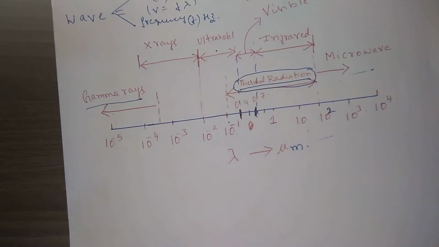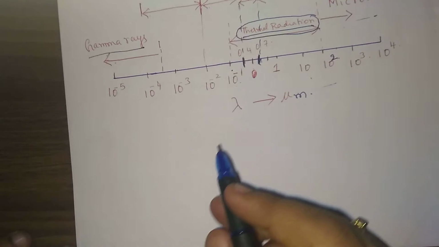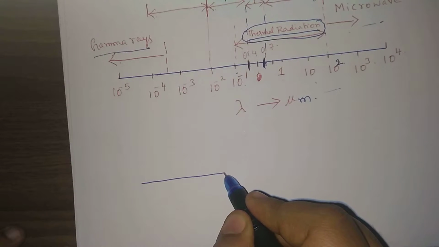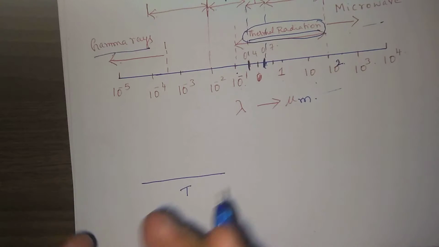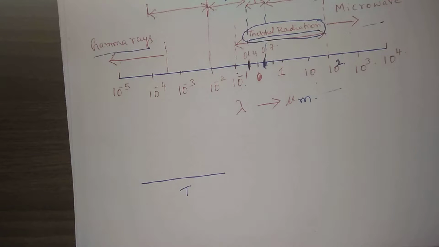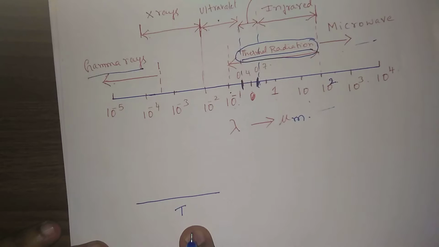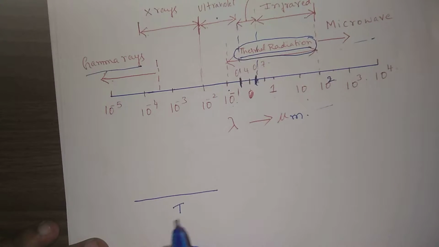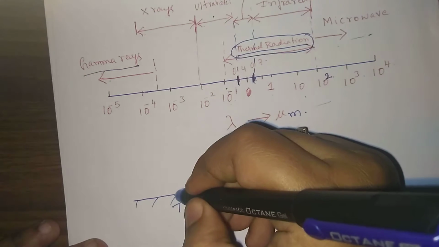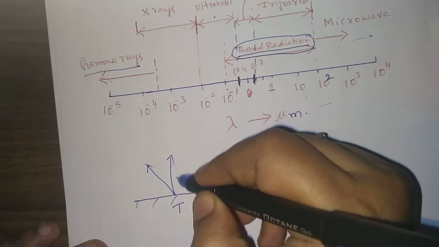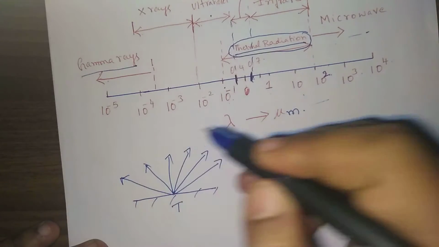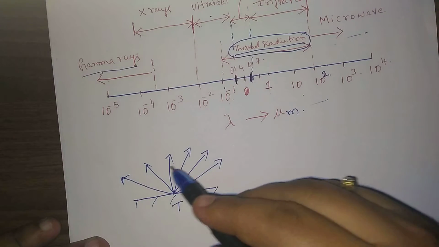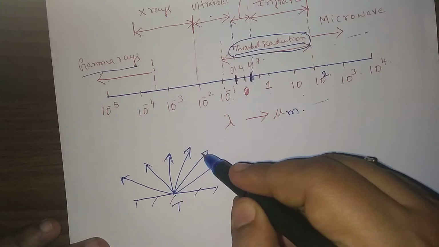Now why do bodies emit radiation? Suppose you have a body here, maintained at a certain temperature. Why do bodies emit radiation, or when do bodies stop emitting radiation? All bodies having a certain temperature are going to emit radiation. So if a body is maintained at temperature T, it is going to emit radiation in all directions. Please be aware of this. Any body maintained at a temperature is going to emit radiation in all directions.